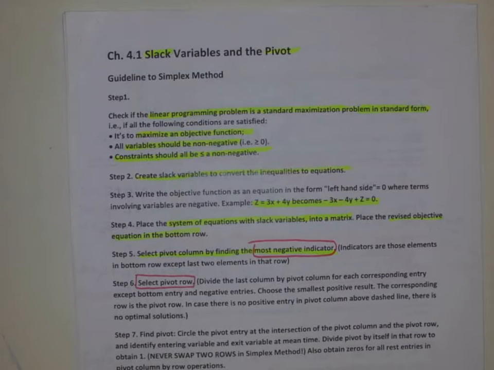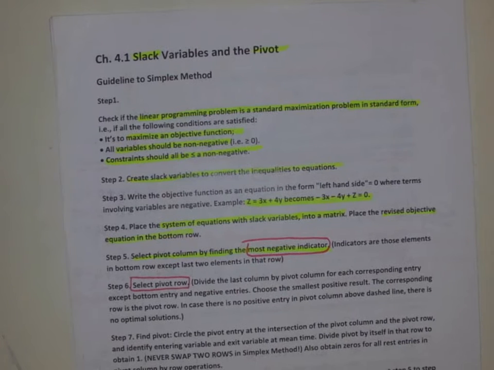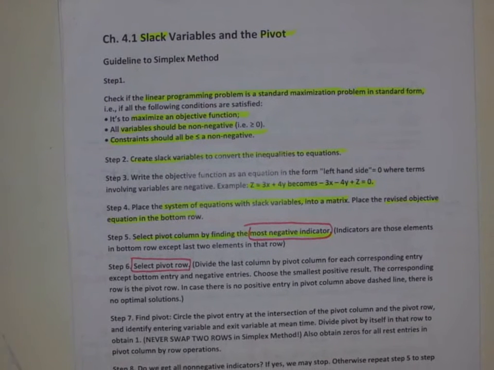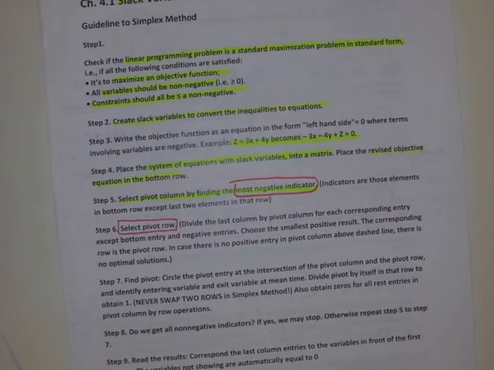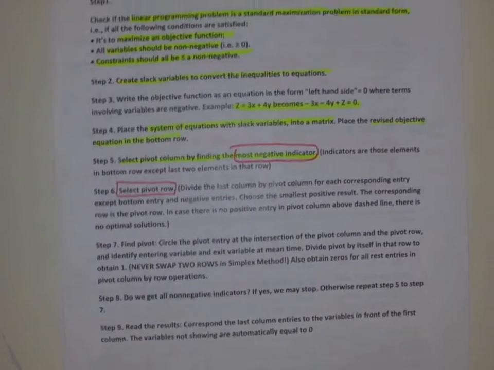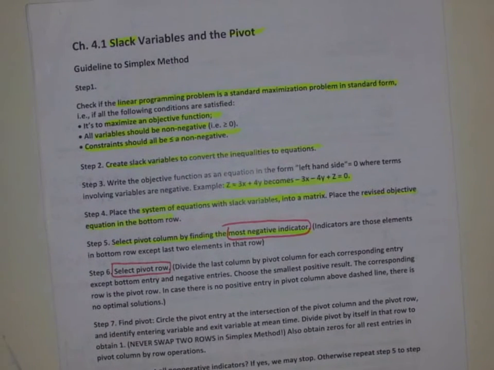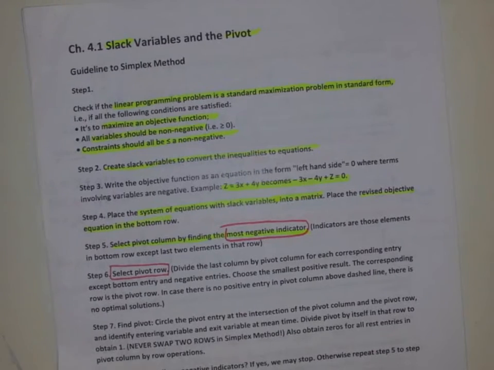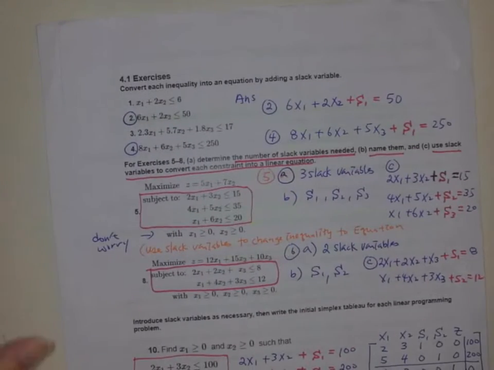This is the review video for chapter 4.1 that we did before spring break. As you can see, the slack and pivot method is kind of lengthy and complex. So in 4.1, we did it step by step. We break it down into smaller steps to help students understand it.